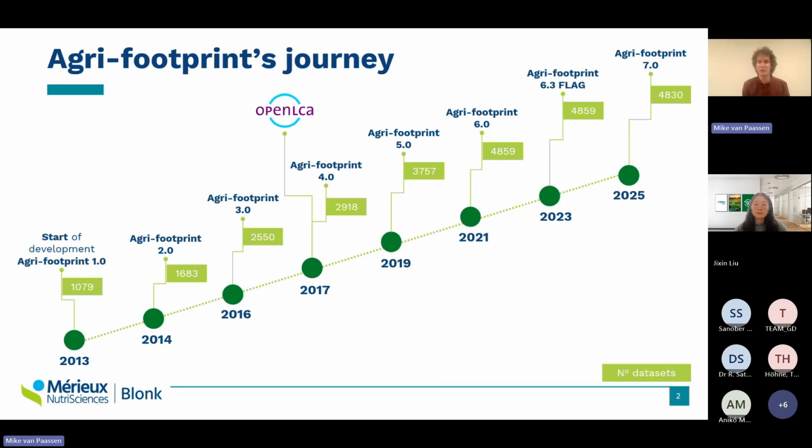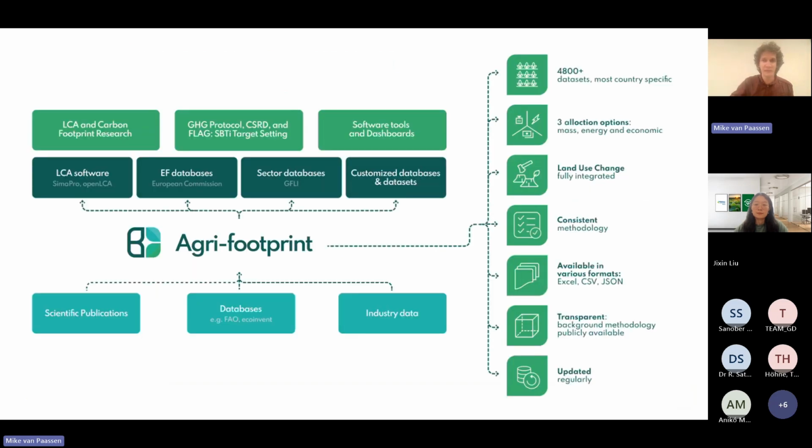Since 2017, there's also an openLCA version of Agri-footprint, so Agri-footprint has since then also been published in openLCA. What does it include? Currently, it includes over 1,400 different data sets, which are mostly crop and country specific. For each, there are three different allocation options: mass, energy, and economic allocation, of which the economic allocation is the preferred method.